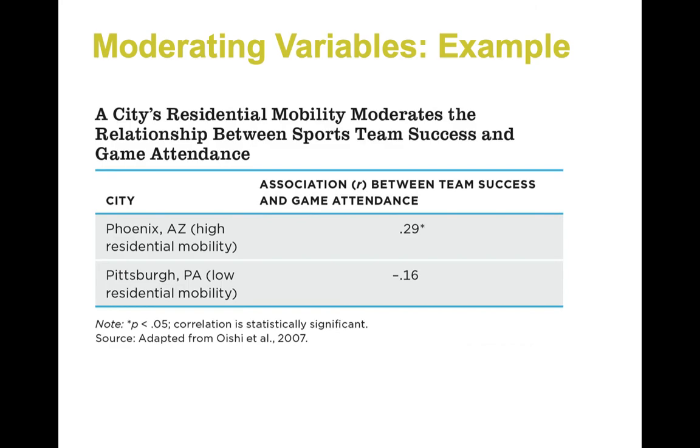But look at Pittsburgh. Pittsburgh has low residential mobility. That is, there's not a lot of people leaving or moving to Pittsburgh. It's a relatively stable population. And you can see here that there is a non-significant relationship between success and attendance. So whether the team is doing well or not so well doesn't really have any relationship with the amount of attendance in any given season. So what we have here is residential mobility as a moderating variable that moderates the strength of the association between team success and game attendance.